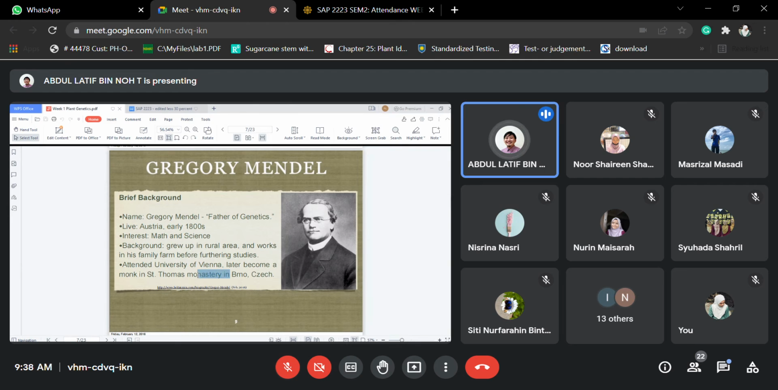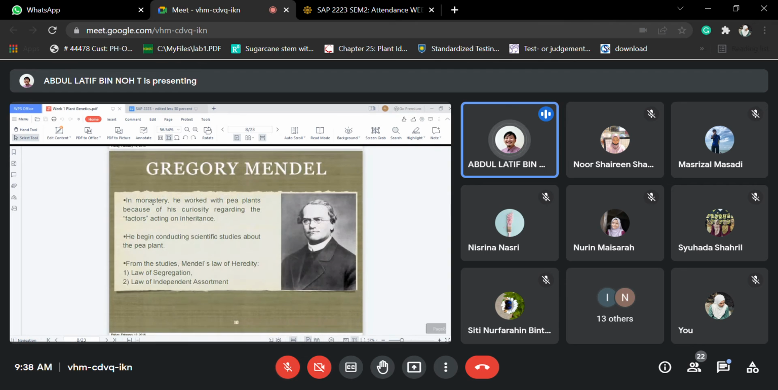So it was here in the monastery that a lot of things happened. This is where he found out a lot of things regarding inheritance. In the monastery he worked with pea plants because of his curiosity regarding the factors acting on inheritance. He began conducting scientific studies on the pea plant, and from the study came Mendel's laws of heredity. There are two, the law of segregation and the law of independent assortment. This is from his observation.